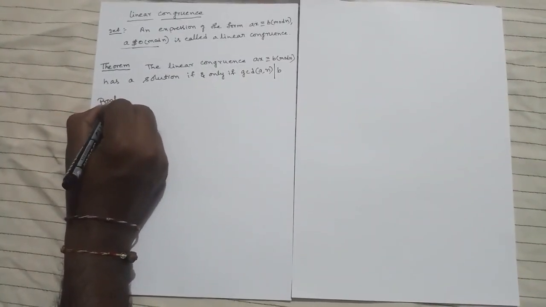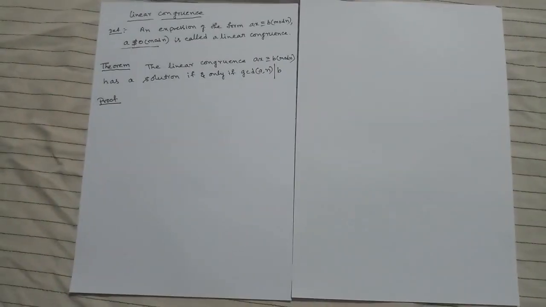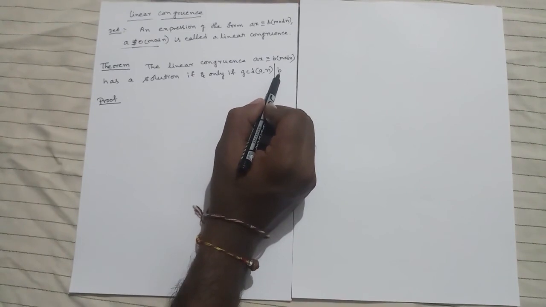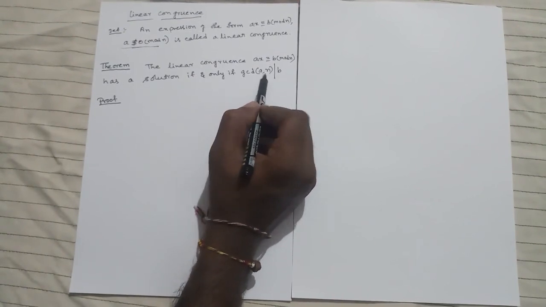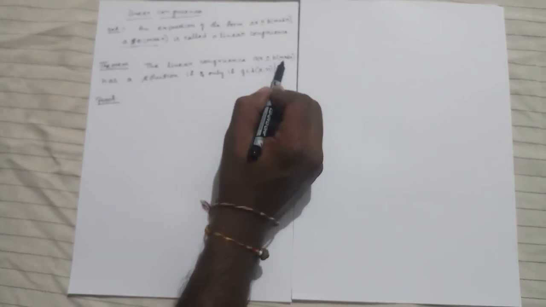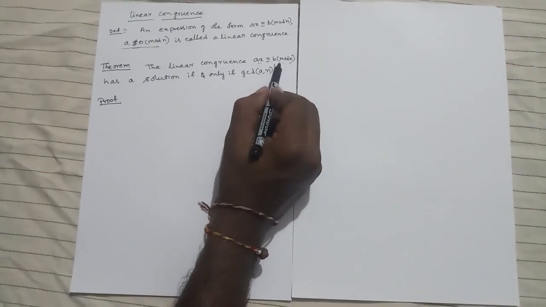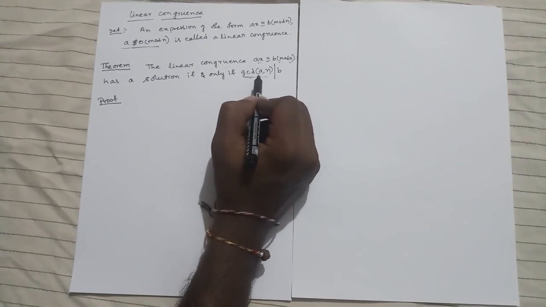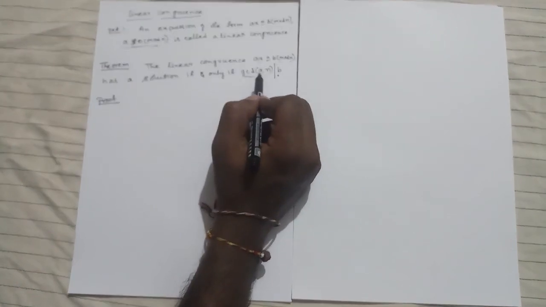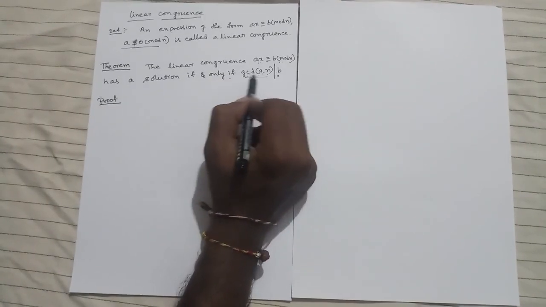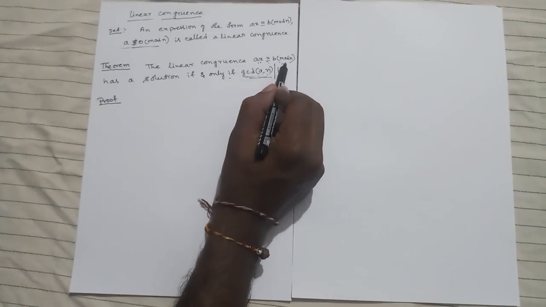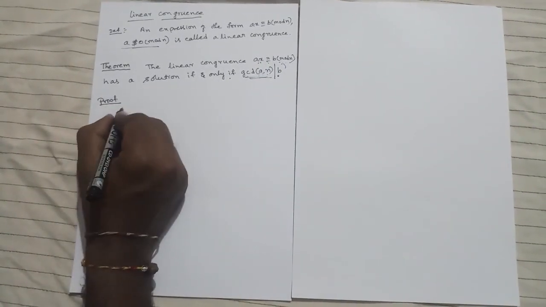Proof. First we have to prove that GCD of a comma n divides b, taking ax congruent to b mod n. Afterwards, conversely, you have to prove, because they asked if and only if: take GCD of a comma n divides b and prove ax is congruent to b mod n.